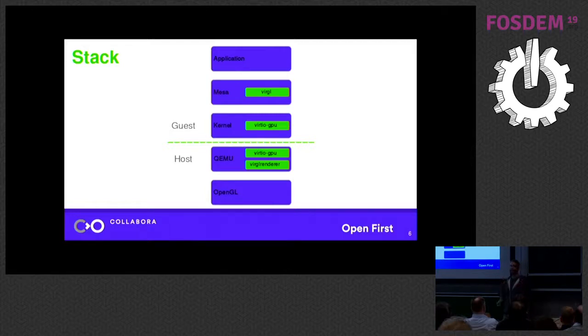Well, yeah, nice. So on top, we've got the application that communicates with Mesa, like a normal OpenGL application. We've got the kernel side, like other normal applications, but then we have QEMU, and QEMU will send commands to OpenGL on your normal host.